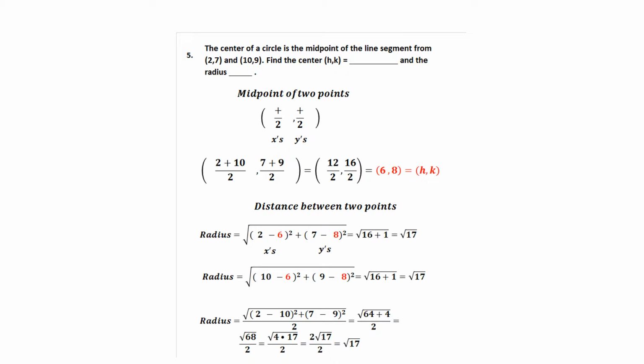And 68 is 4 times 17. So we can say the square root of 68 is the square root of 4 times the square root of 17. And the square root of 4 is 2. So the 2 comes out and the 2's cancel and we get the square root of 17. That's another way of doing it. So you don't actually have to know the center to actually find the radius.